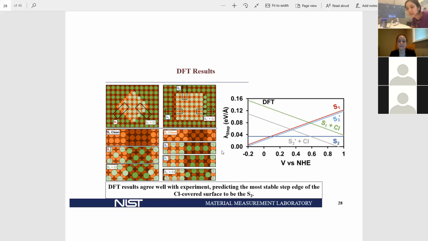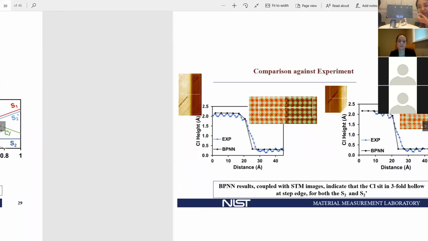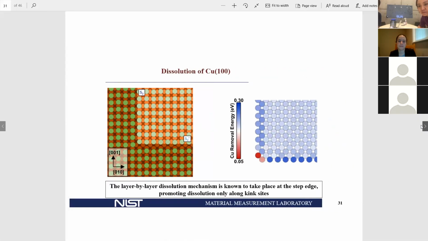So there's another question, from Jeff Lowe. He says, nice presentation. In the last part of your talk, you showed calculations for dissolution from step sites. Did you also consider dissolution from terrace sites? These may not be the most active for dissolution, but I wonder how the energies compare with those on the step edges. Yeah, so we actually have all of those right here.